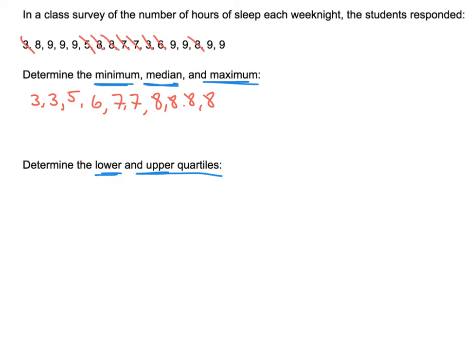Make sure we cross off all of those. And then we have 1, 2, 3, 4, 5, 6, 7 9s. Okay, so I have each of my data points listed, and now they are in order from least to greatest.